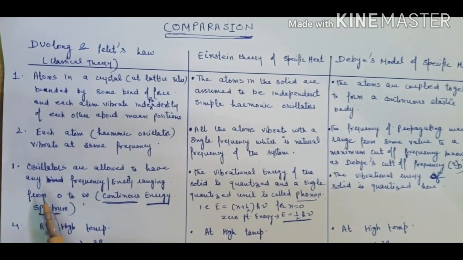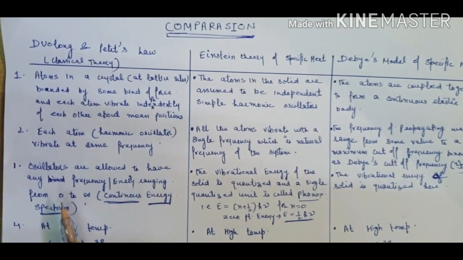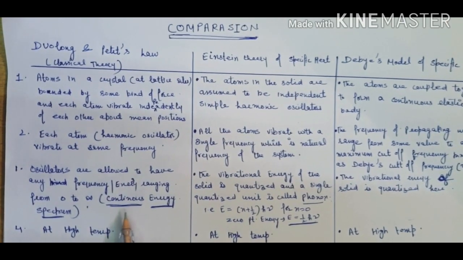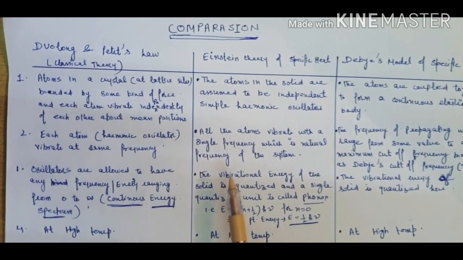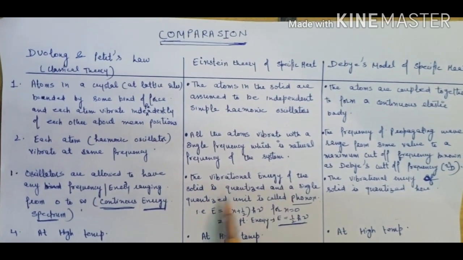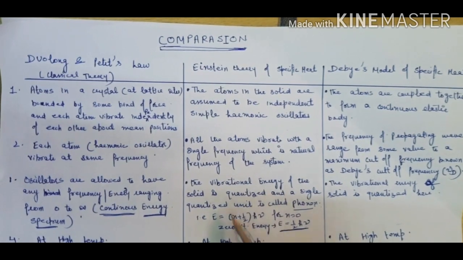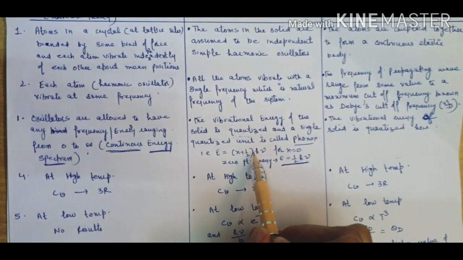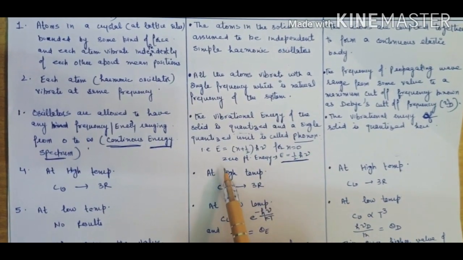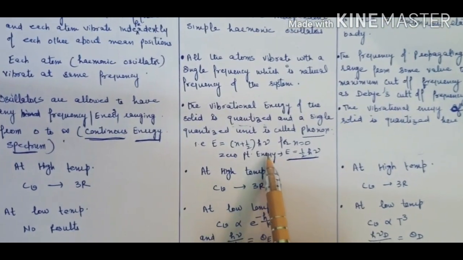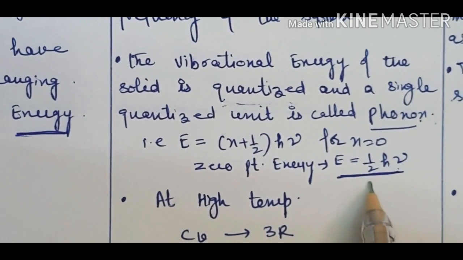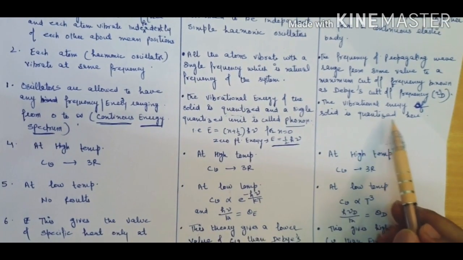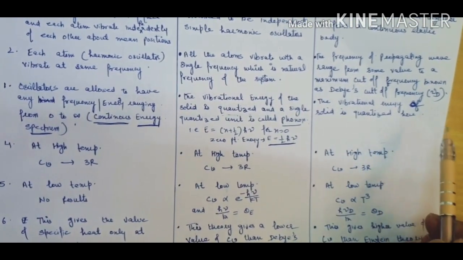And the next comparison: in Dulong and Petit's law, oscillators are allowed to have any frequency or energy ranging from 0 to infinity. So this is a continuous energy spectrum. But according to Einstein, the vibrational energy of the solid is quantized, and a single quantized unit is called a phonon. And the value of energy is E equals n plus half h nu. For n equal to 0, the energy comes out to be half h nu, which is the zero point energy. And in case of Debye, the vibrational energy of the solid is quantized here also.